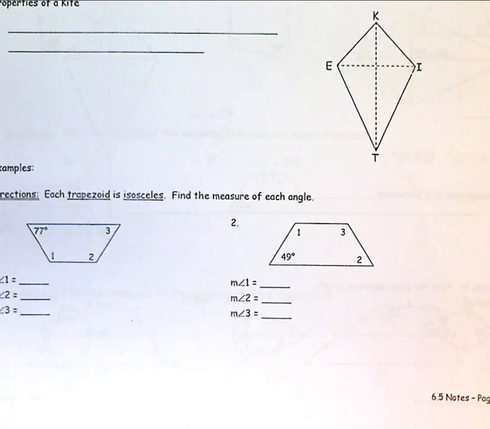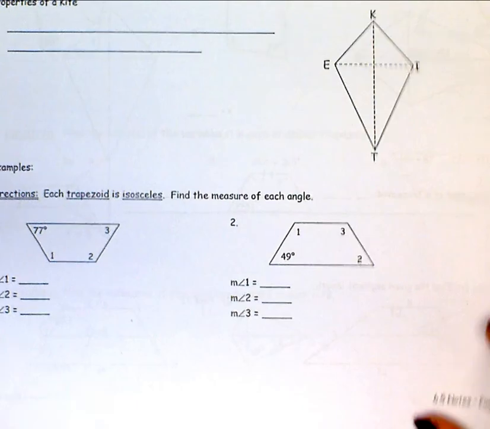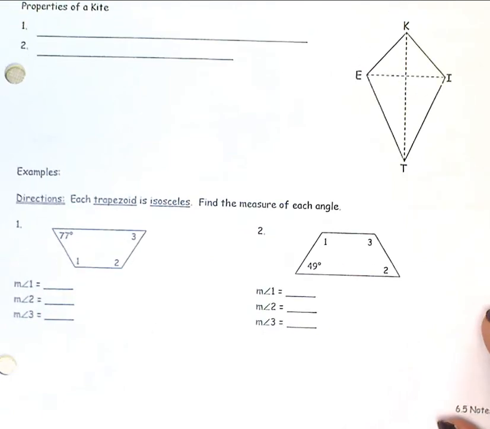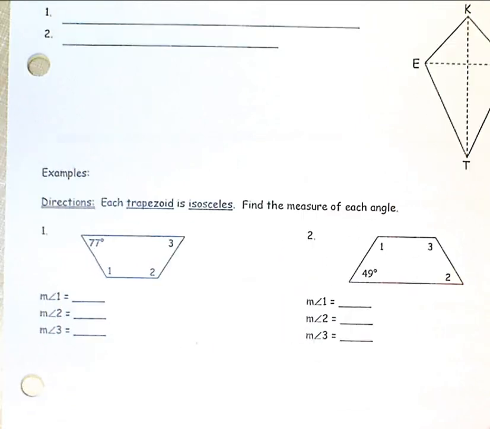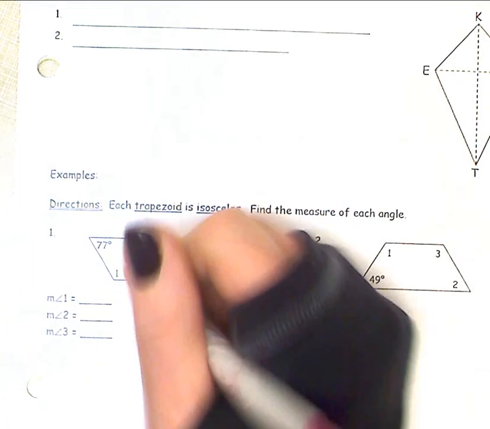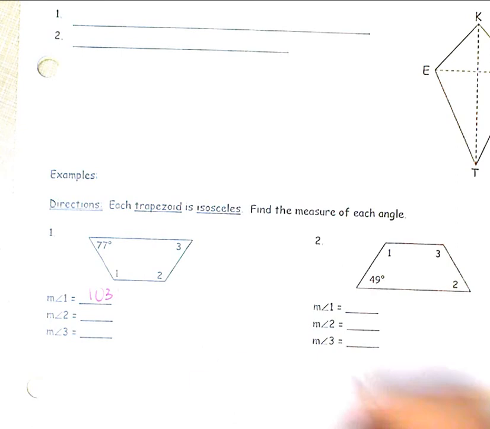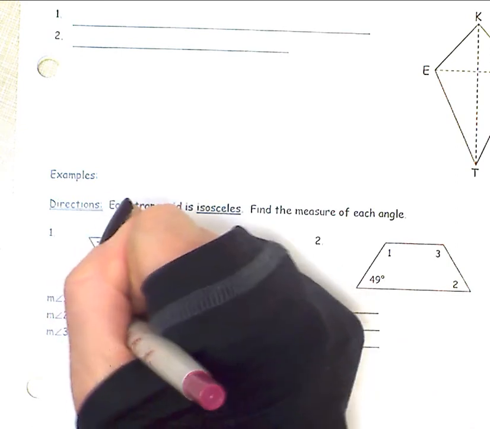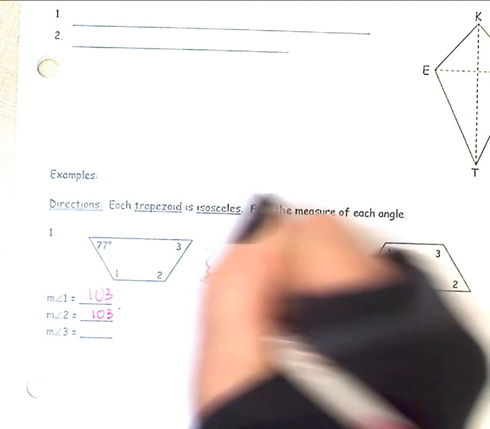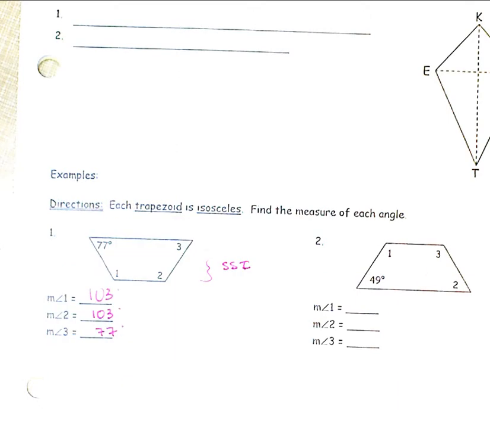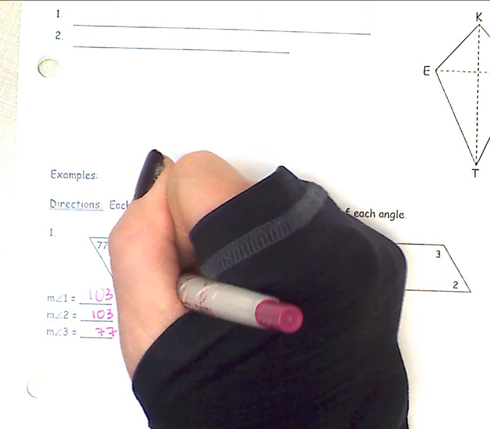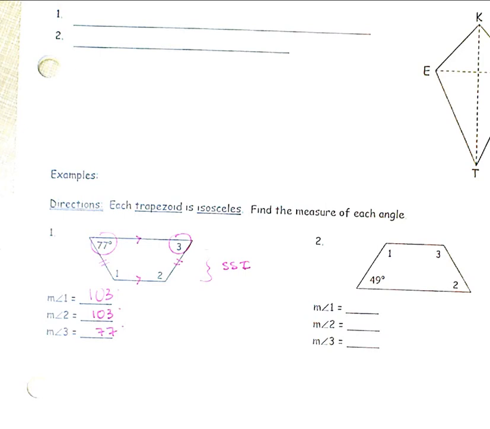Okay, each trapezoid is isosceles. Find the measure of each angle. I'll scoot up here so you don't see quite so much of my hand having to move. So if this is 77, its supplement is going to be 103. Angle 1 and angle 2 are congruent, so that will be 103. And these guys are also same side interior, so that will be 77. Or, since it is an isosceles trapezoid, these are parallel, these are congruent. These are the base angles that are congruent. So always more than one way to do things.